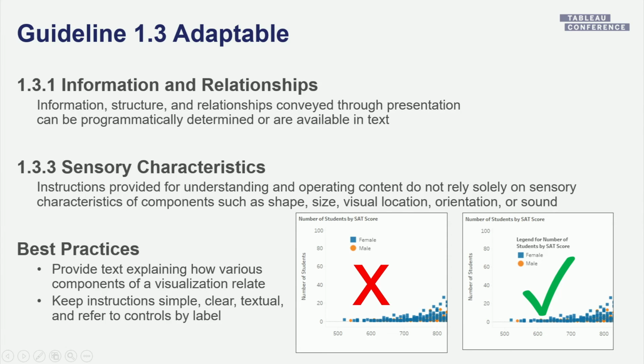Thanks. Okay. So next, there's the Adaptable Guideline, and basically, the relationships of things on the dashboard need to be clear to someone, and how you tell someone about the relationships can't depend on sensory characteristics of things. So you can't say something like, click on the button at the top right of the screen, because that assumes you know what the top right of the screen is, and someone who's navigating, say, using a screen reader does not know that.